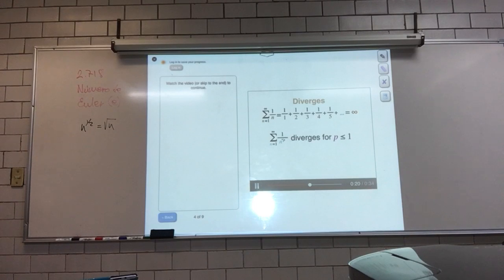Next, let's look at when p is larger than 1. Let's look specifically at when p equals 2. So that's 1 over 1 squared plus 1 over 2 squared plus 1 over 3 squared and so on. Which of these two series has the bigger terms?